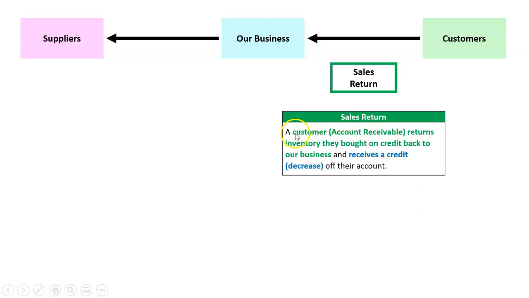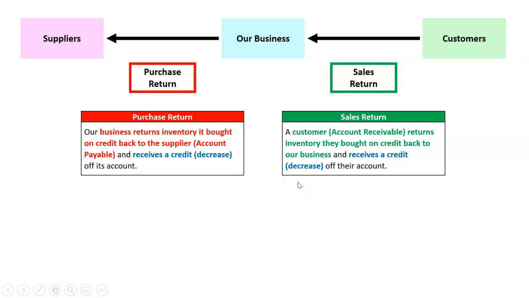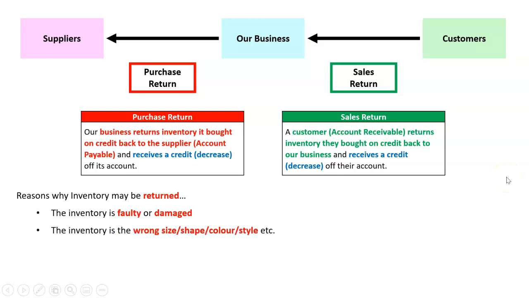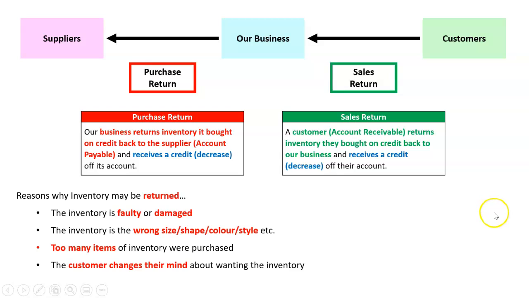A sales return is when a customer or an account receivable returns inventory they bought on credit back to our business and receives a credit, or what we call a decrease, off their account. And a purchase return is when our business returns the inventory it bought back to the supplier or an account payable, and we're the one getting a decrease off our account. The reason could be anything. There are many reasons, but the main ones are usually that the inventory is faulty or damaged, it's the wrong size, shape, or color, etc. Maybe we ordered too many, or perhaps the customer simply changed their mind. So that's from a previous topic.